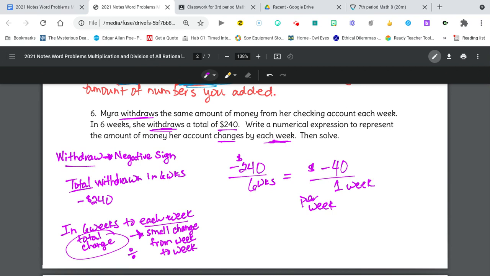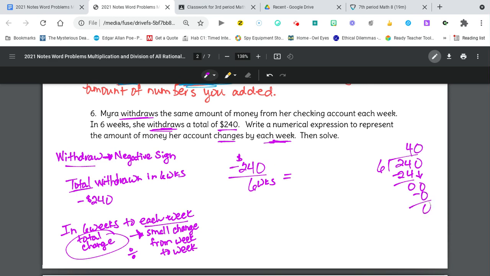Or you could just say, you don't have to write it like that. You could do it this way. You could just say 6 into 240. Bring down the 0. 6 goes into 0 0 times. Will be a change of $40 per week, okay?